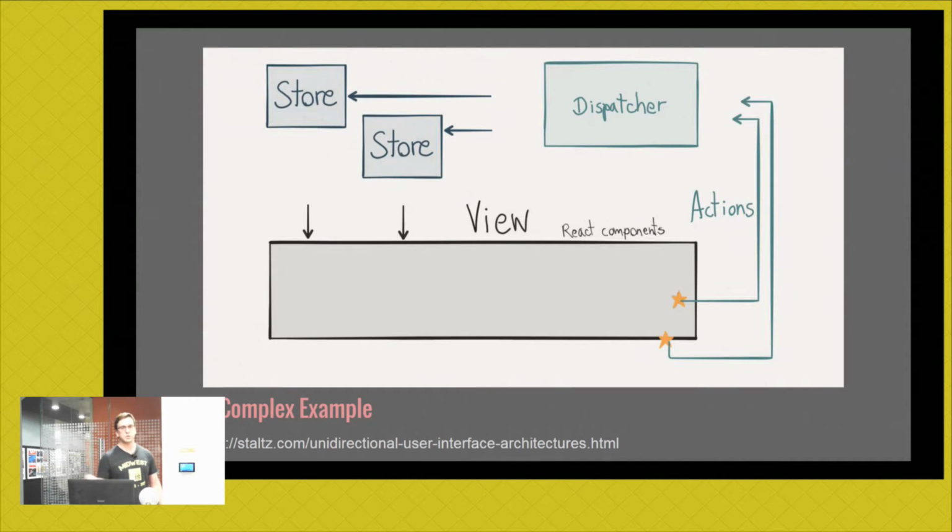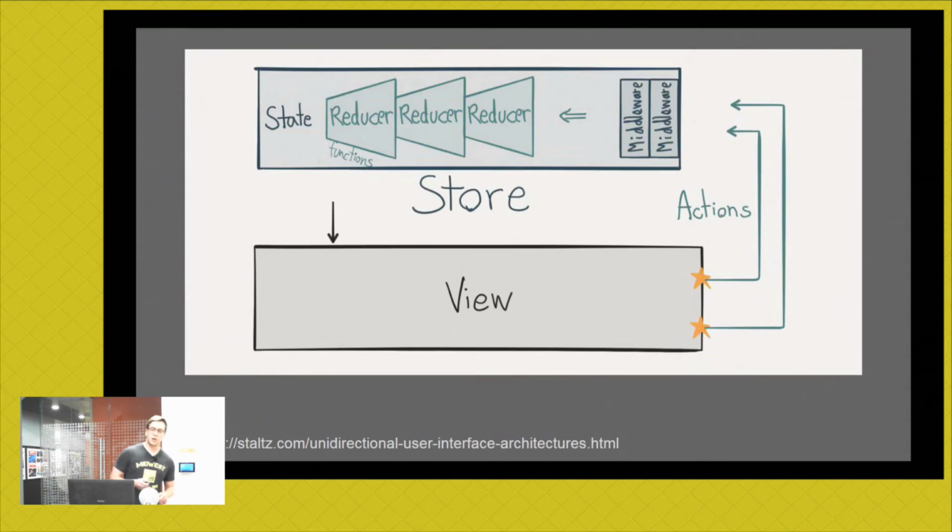You have your actions, which go into a single dispatcher, and maybe the dispatcher has a change that affects two stores, and the stores put those changes into the view. Compare that against Redux, where you have your actions, which actually go into one store. And then within the store, you have things called reducers, and the reducers are where you define the changes to your state. And what it ends up doing is using reduce.